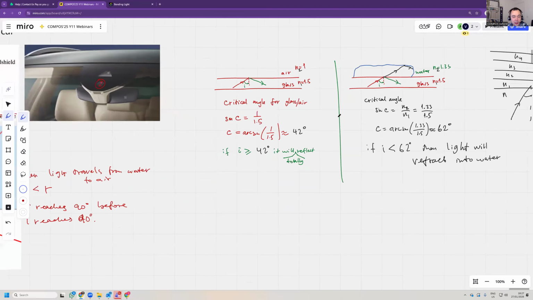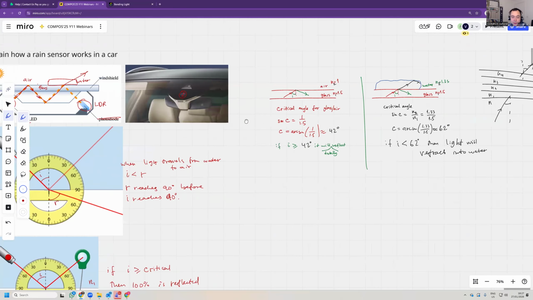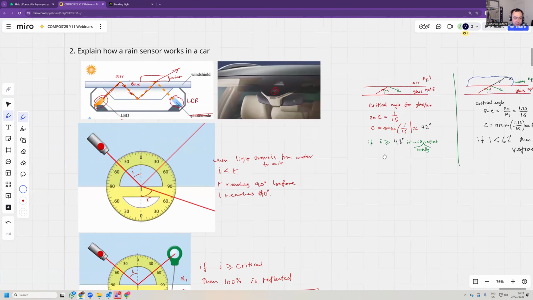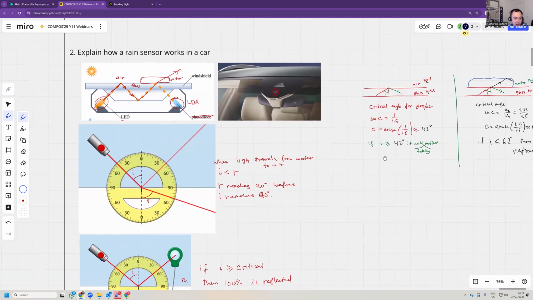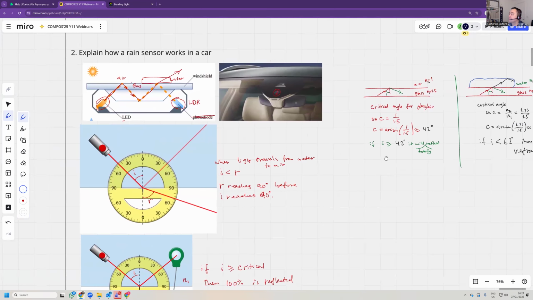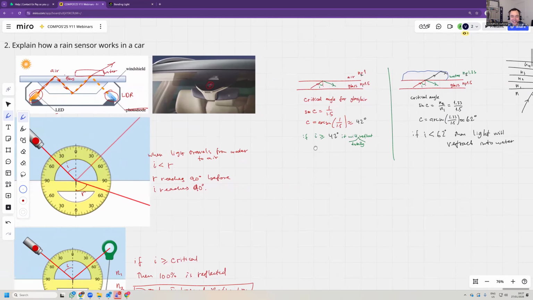Okay, so light is shone between 42 and 62. If it reaches the detector, then there's no rain. If it doesn't reach the detector, then it's wet. That's the gist.